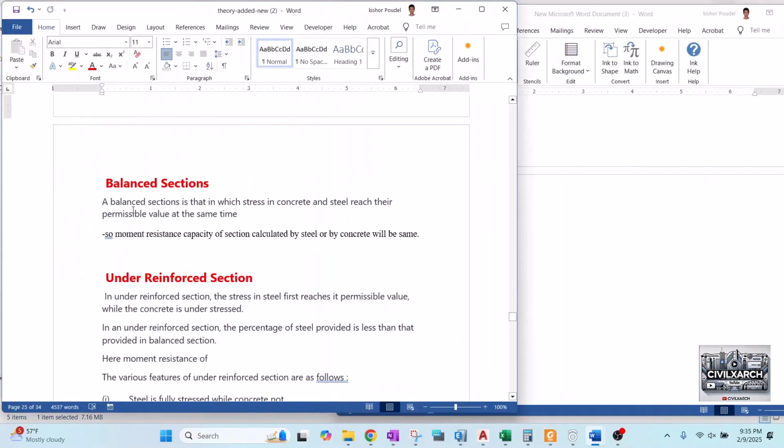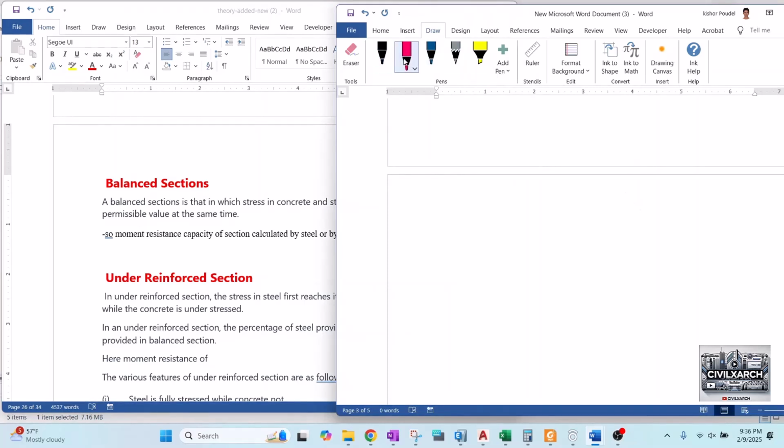Balanced section, just look at the definition. A balanced section is one in which stress in concrete and steel reach their permissible value at the same time. So the moment of resistance capacity of a section calculated by steel or by concrete will be the same.